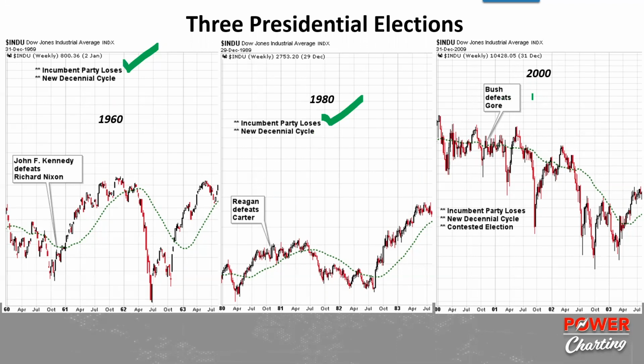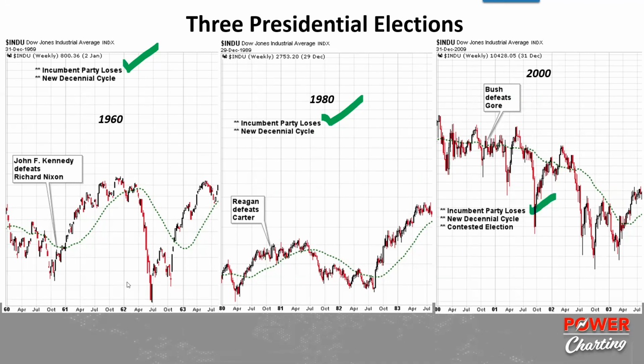And then in 2000, Vice President Al Gore was attempting to extend into a 3rd term the Clinton years. And so he was defeated by George W. Bush. And so the incumbent party lost in 2000.